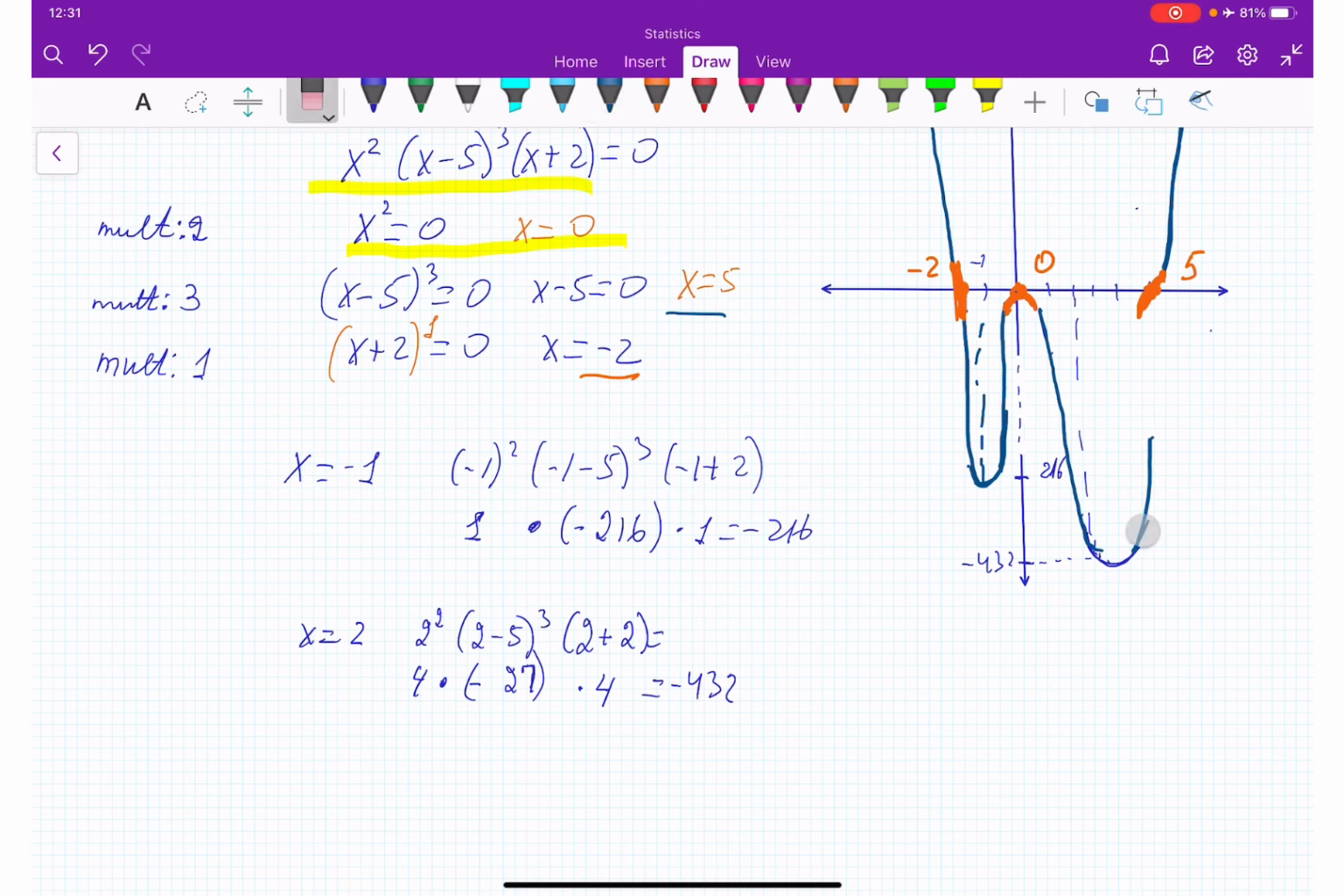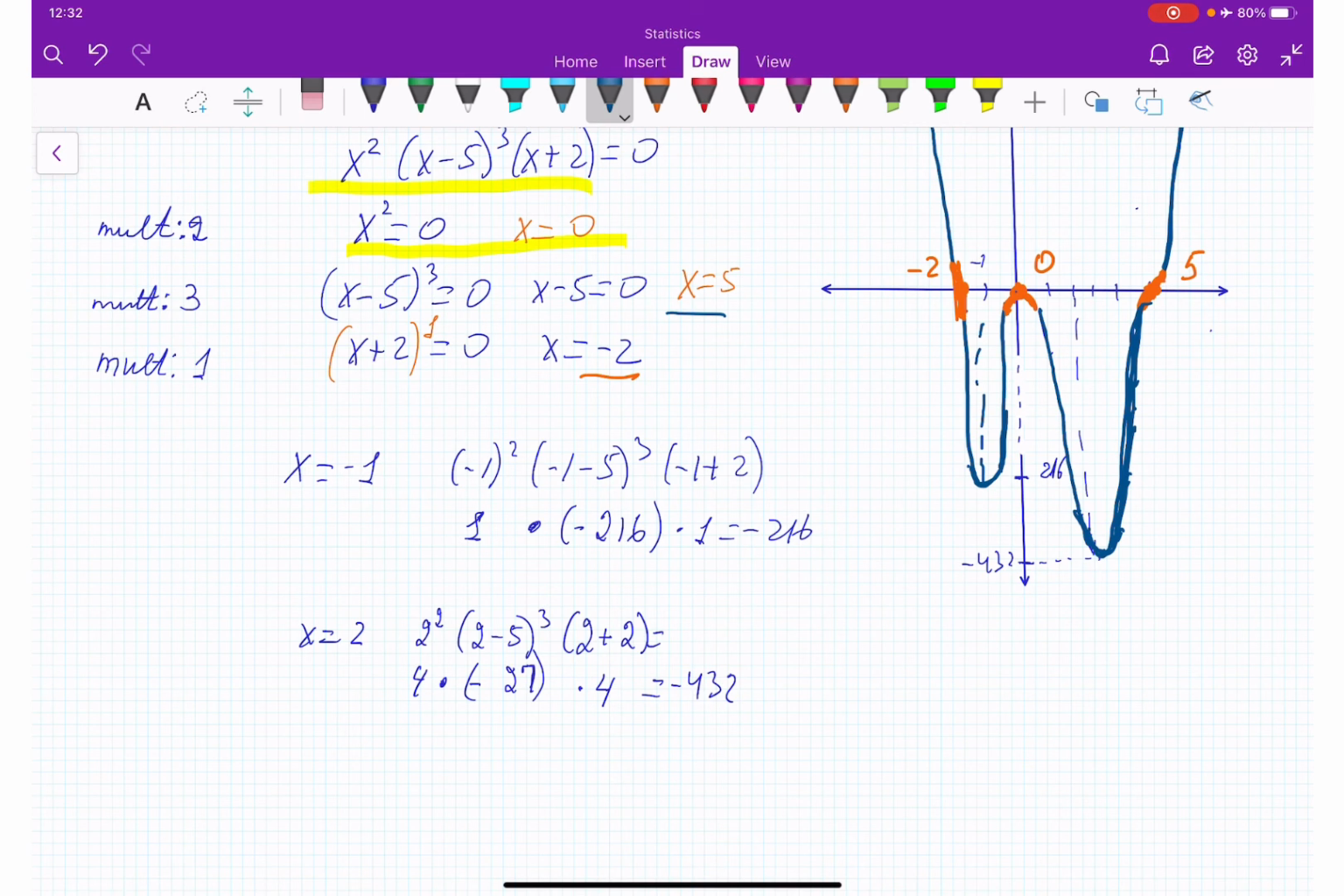Let me see. Like this. Okay. And this is going to be your graph.